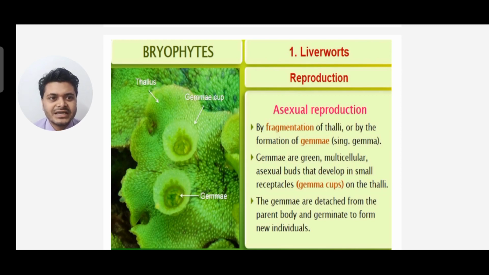So the gemmae are detached from the plant body, they are separated from the plant body, and then they germinate to form new thalli or new individual.